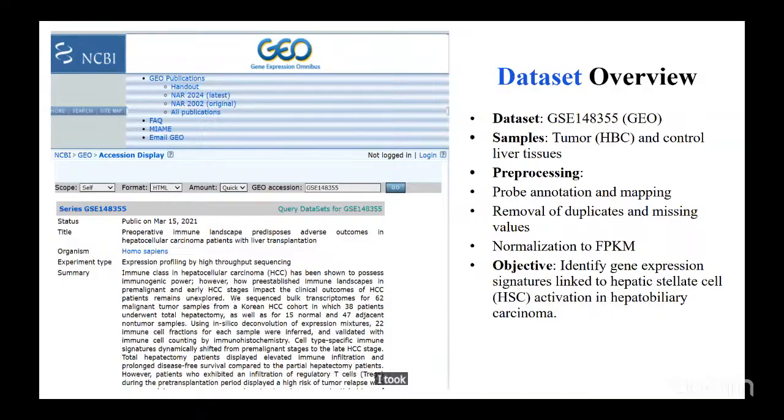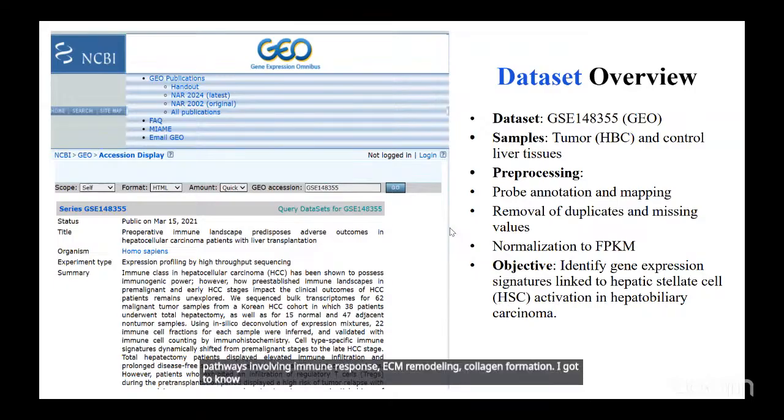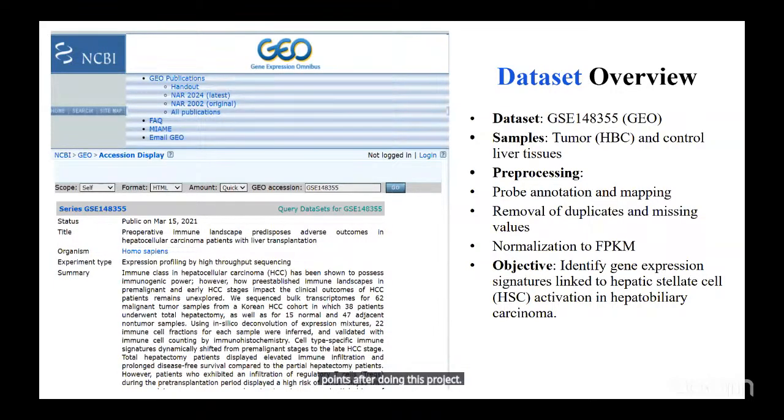I took the dataset from NCBI, where I had both tumor and control liver tissues. I did this project from scratch, as I said before, from raw data cleaning to data visualization. This helped me identify pathways involving immune response, ECM remodeling, and collagen formation. I got to know so many points after doing this project. This entire workflow provided a detailed biological understanding of hepatobiliary carcinoma.